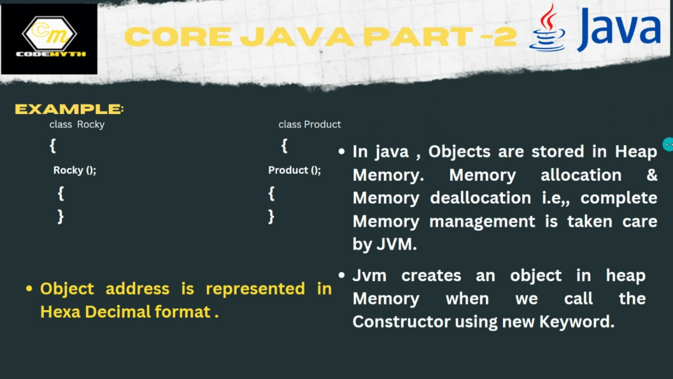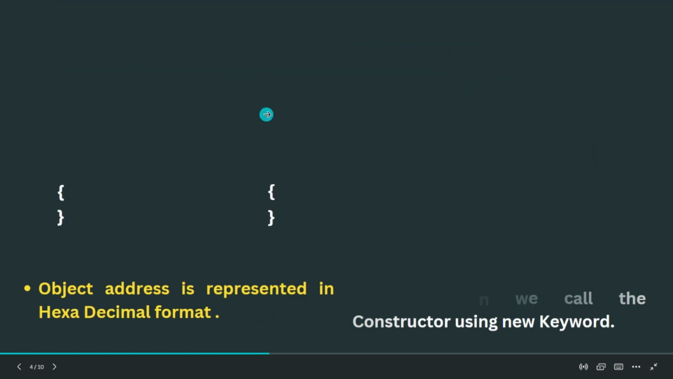In Java, objects are stored in heap memory. Memory allocation and memory deallocation are completely managed by the JVM. JVM stands for Java Virtual Machine. JVM creates an object in heap memory when we call the constructor using the new keyword, and the object address is represented in hexadecimal format.